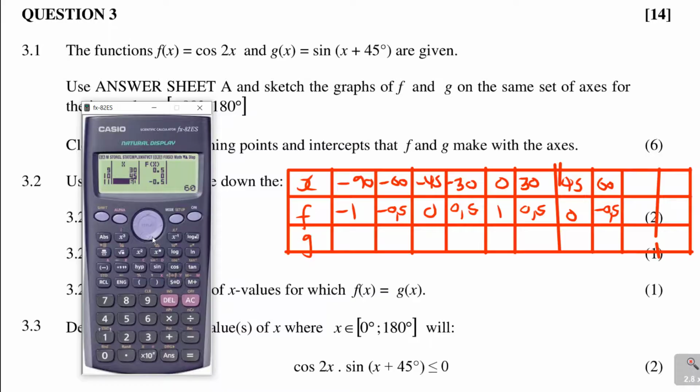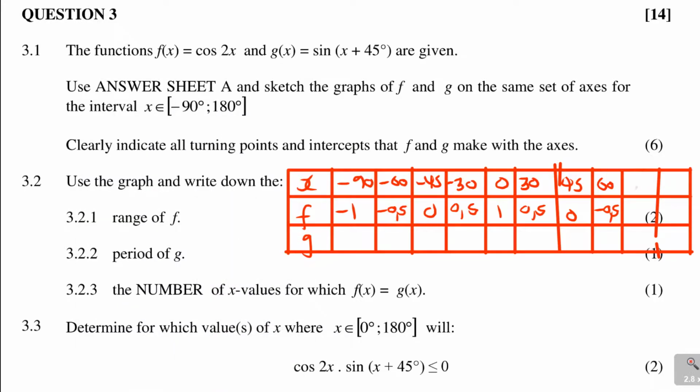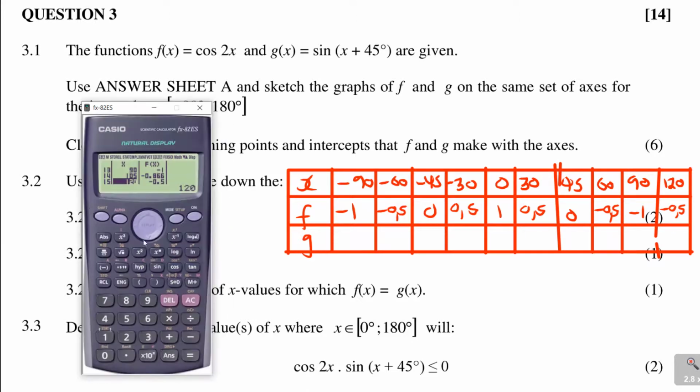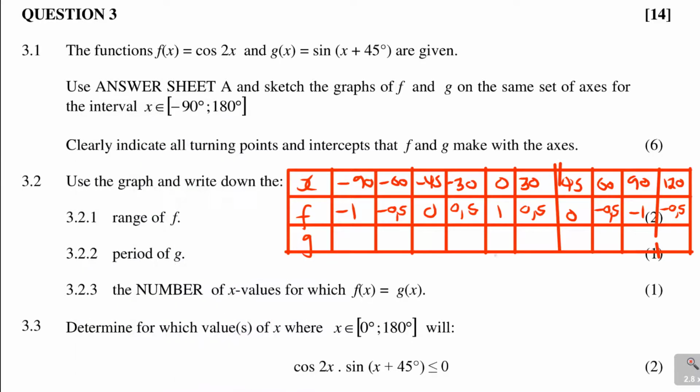And then go down. So 75 is out, 90 is minus 1. And then 120 is negative 0,5. 90 is negative 1, 120, negative 0,5. Okay, just continuing that way. 135 is 0, 150 is 0,5. So let me continue.